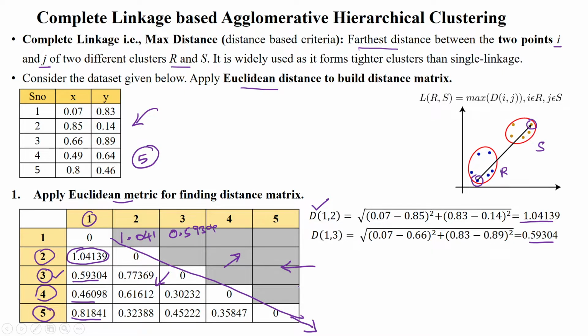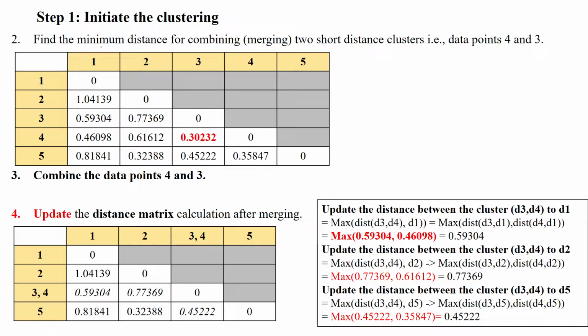After finding the distance matrix, the second step is to find the minimum distance in the given distance matrix. These 2 points are very close to each other in two different clusters. Here 0.30232 is the minimum value among these 10 values. So now we can merge data points 4 and 3 because they are close to each other.